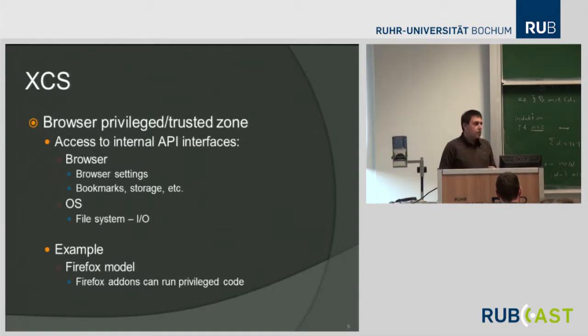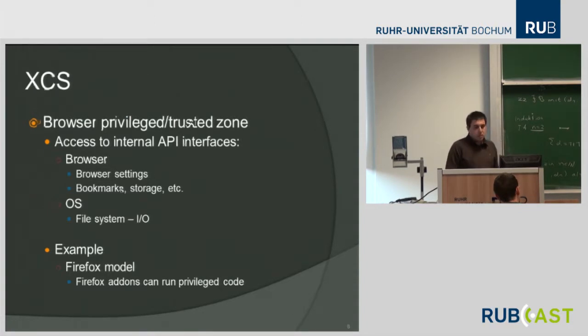And the same with the operating system. One part of the browser can talk directly to the operating system APIs. For instance, it can talk with the file system or with the network libraries. So these are some of the examples. And the example I talked about before is the Firefox model. When you install an extension or add-on, the add-on has ways to talk directly with the operating system.